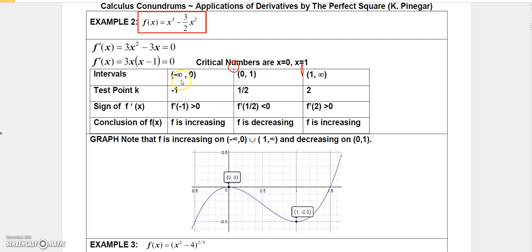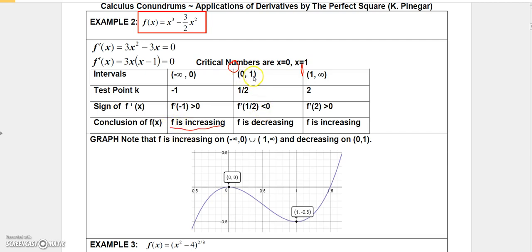And so the interval here would be negative infinity to 0. Between 0 and 1 would be just the interval 0 to 1, and then to the right of 1 would be 1 to infinity. So pick a number in here like negative 1 and plug it into the derivative, and I'll get a negative times a negative again, which is positive. So the derivative is greater than 0 at negative 1, so therefore the function is increasing there.